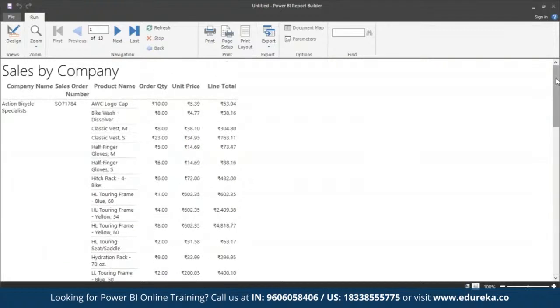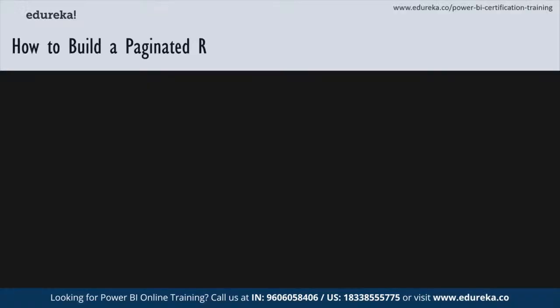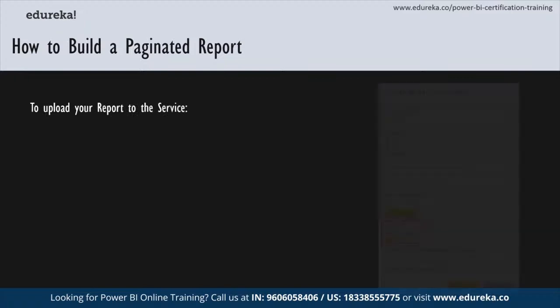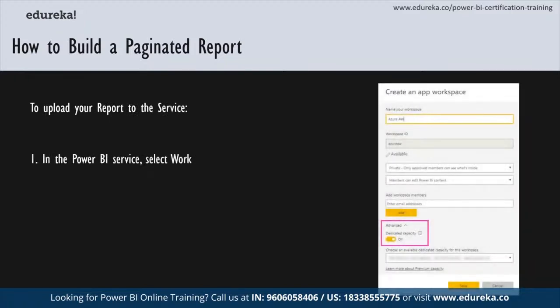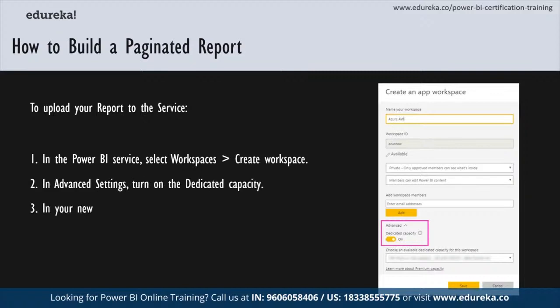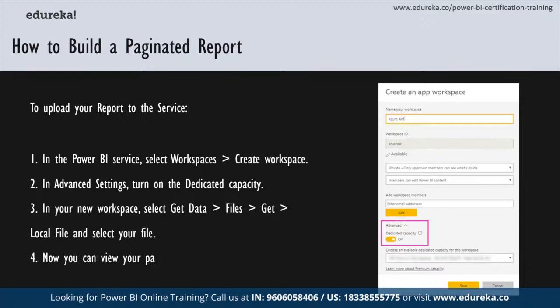So now that you created your paginated report, you're all set to upload it to the Power BI service. All you have to do is go to your Power BI app to your workspaces. You select the arrow next to the advanced and turn on dedicated capacity. Now, if you cannot turn it on, you need to ask your Power BI admin to give you the permission to add the workspace to the dedicated premium capacity. Choose an available dedicated capacity for this workspace if necessary, and then save.